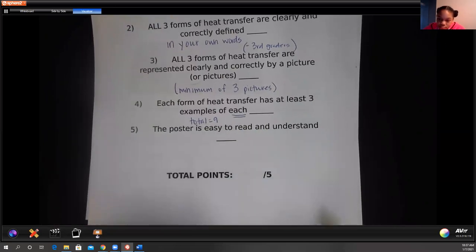When I say easy to read, if you know your handwriting is awful, you can type it. Or slow down. If you know that when you write in pencil, it's very light, you might want to do a draft in pencil and then write in pen, right? If you know, and we all know, that writing in yellow colored pencil can't be seen, what should you not do? Write in yellow colored pencil, right? Make it so it's easy to see, easy to understand. Does everybody understand the five things I'm asking for?